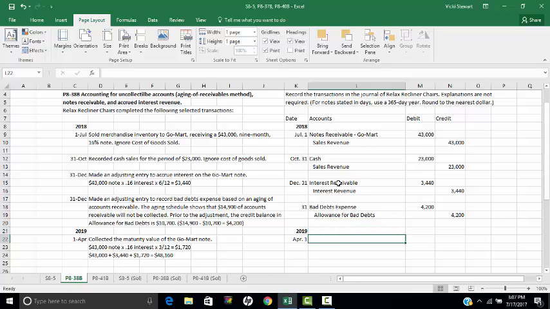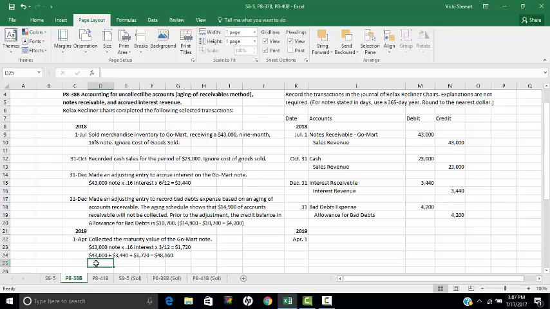Now we're in 2019, and on April 1st it states that we collected the maturity value of the GoMart note. So we need to first determine the amount of interest revenue from the end of December to the maturity date. So it's been 3 more months. So we take the principal amount of the note, $43,000, multiply it by the interest rate of 16%, and then we multiply it by 3 months divided by 12, because we've already recorded 6 months of the interest in the previous year. So that amount is $1,720.